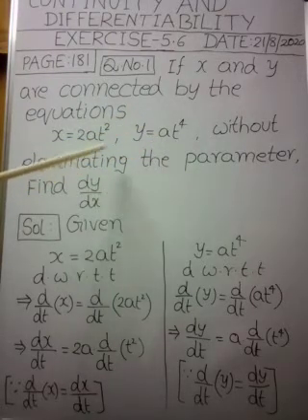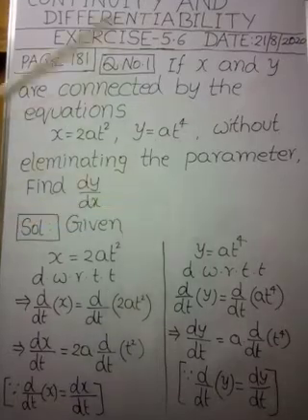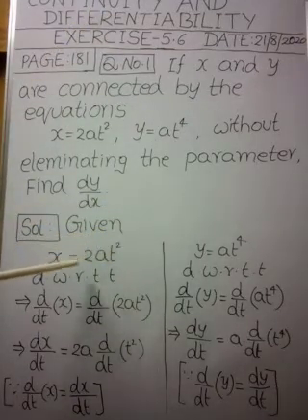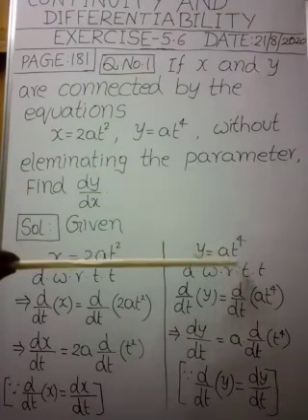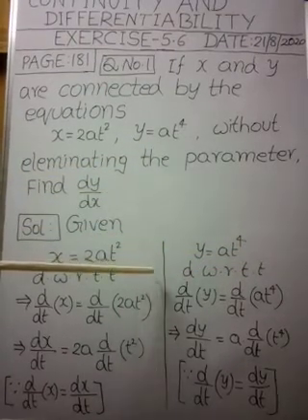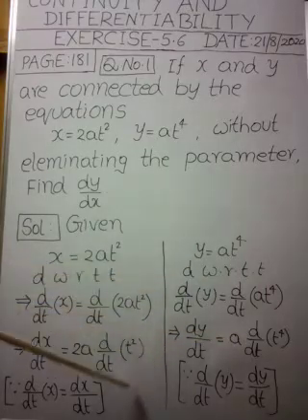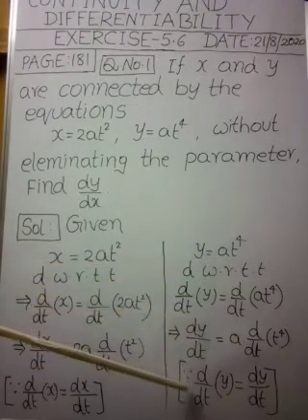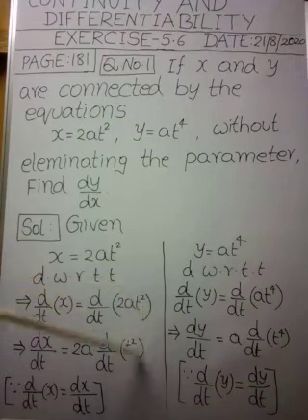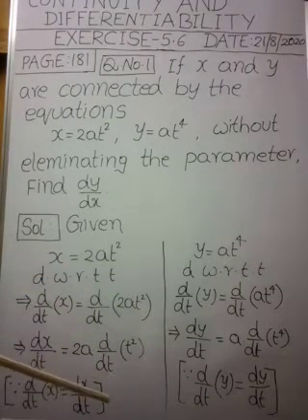Now, without eliminating the variable t, we have to find dy/dx. So first I wrote here x = 2at², y = at⁴. I have done it simultaneously, but you can do this part separately. You can find dx/dt separately, and dy/dt separately. First find dy/dt and later dx/dt, like this. Okay, understood, my dear children?